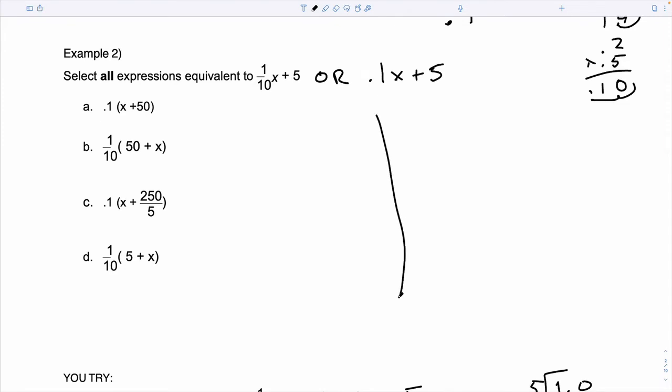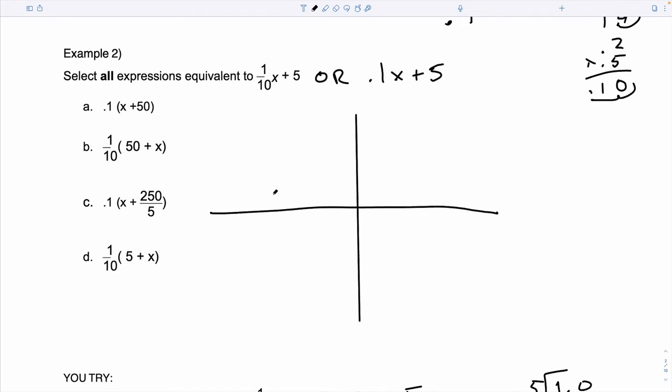Let's start tackling some answers to guess and check. 0.1 times x plus 50. Let's write that on A. What's my first step, Adrian? Is it just one? Okay. So far, we're doing pretty good. It looks like it matches.